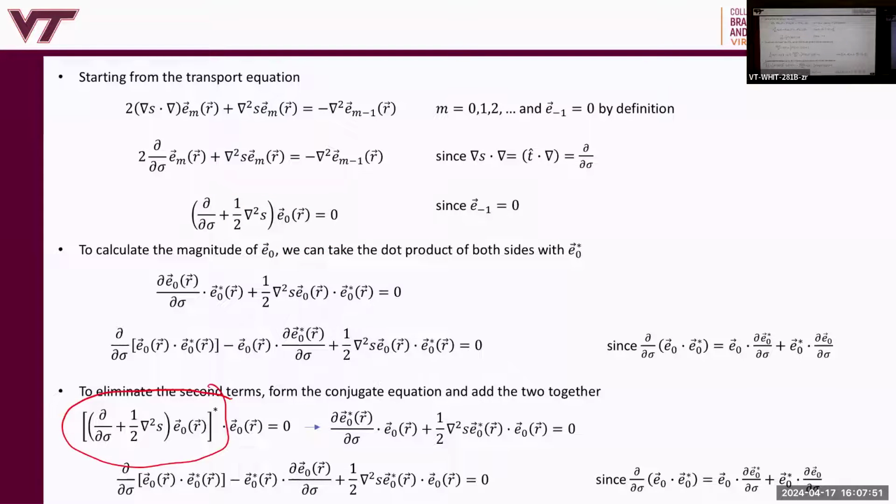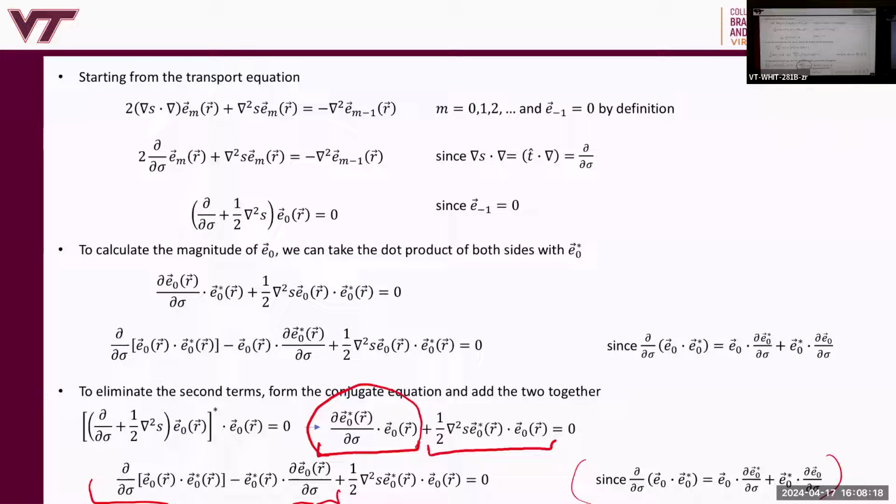Conjugate of the first dotted with E naught. All right. And if you do the same thing, we could distribute this dot product here. So we get partial E naught conjugate dotted with E naught with respect to sigma plus 1/2 del squared S E naught conjugate dotted with E naught equal to 0. All right, we do the same thing with the product rule, and we can replace this term here with these two terms. All right?